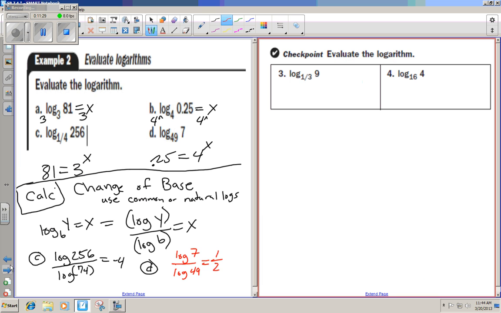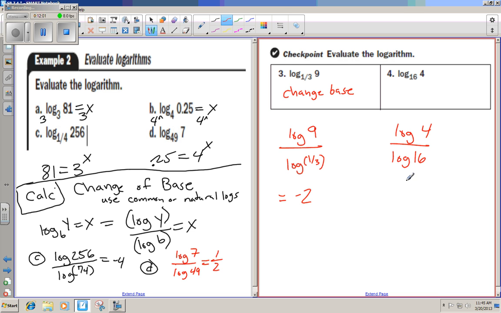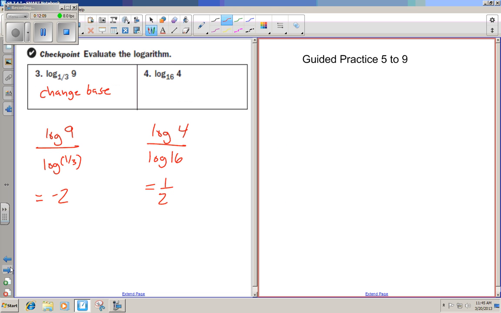All right, evaluating using the calculator. So right now, use the change of base formula. You just evaluate log 9 over log 1/3 to get -2. Log 4 over log 16 evaluates to 1/2. This is how the change of base formula will help you.